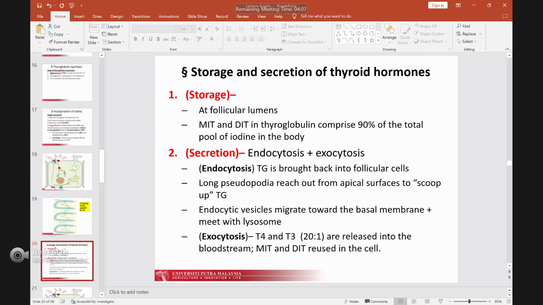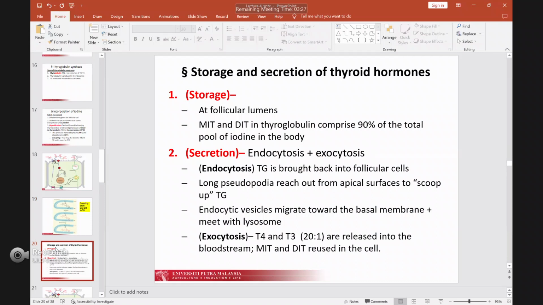Endocytosis is the process where the thyroglobulin from the colloid is engulfed back inside the cells. We call that endocytosis, before the final refinement of this thyroid hormone inside the cells. In endocytosis, thyroglobulin attached to iodine is brought back into the follicular cells. Long pseudopodia reach out from the apical surface to scoop up the thyroglobulin. There will be something like a hand that scoops all this thyroglobulin in the colloid before it is engulfed back inside the cells.